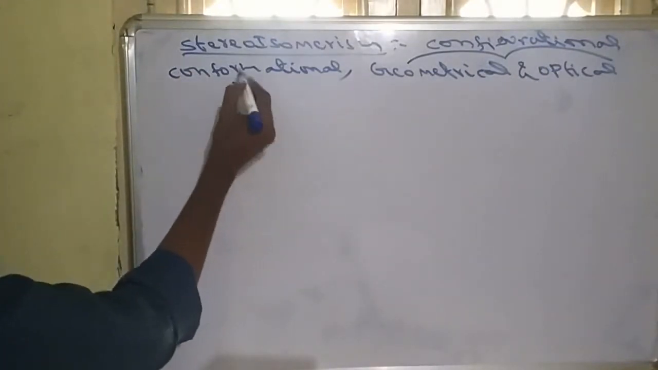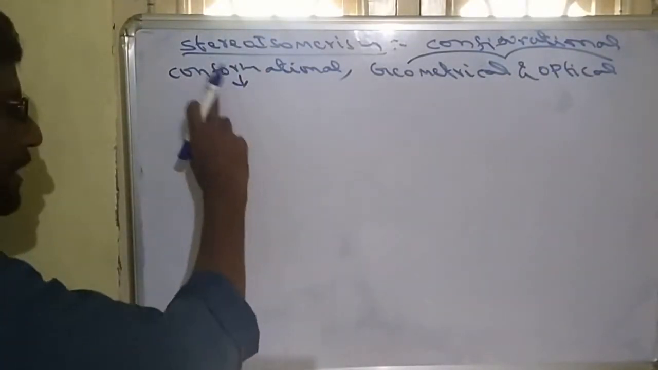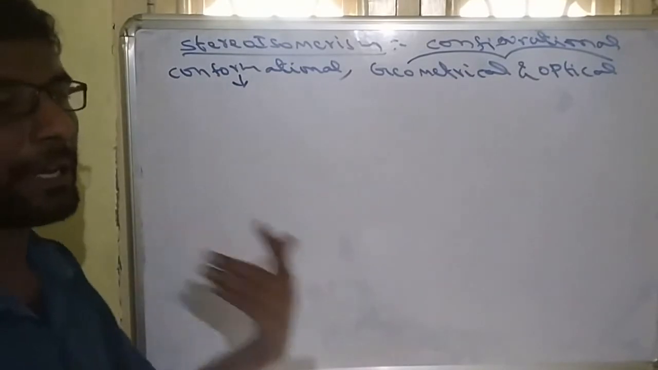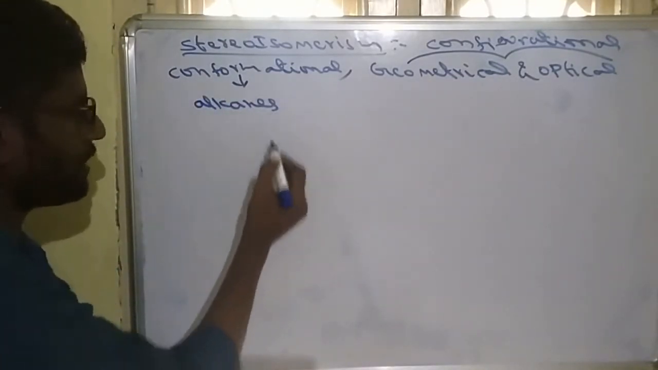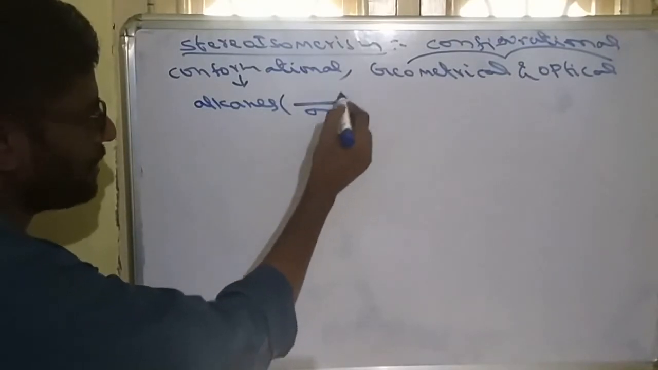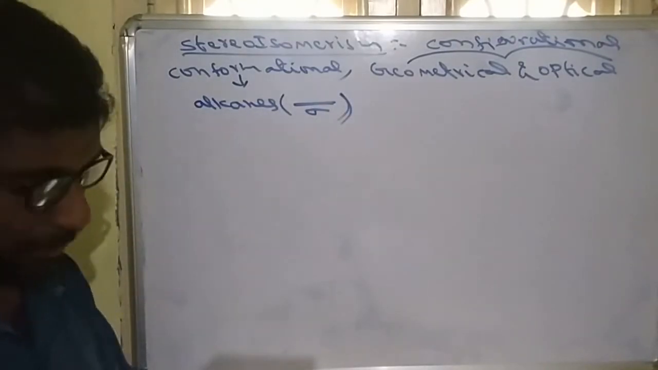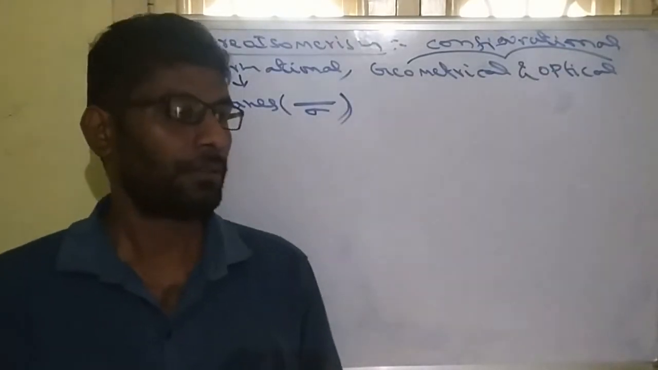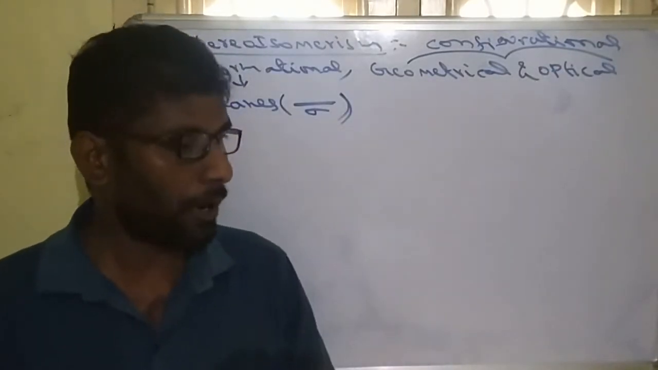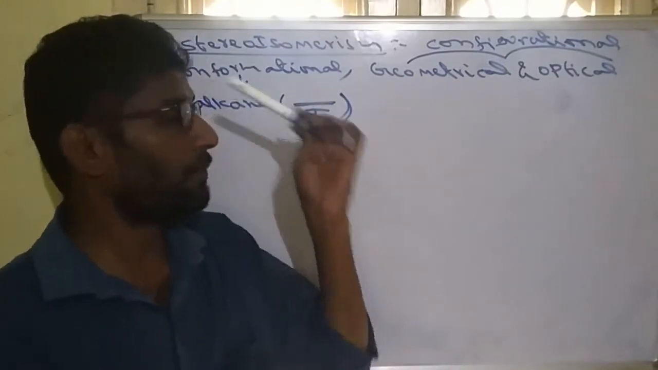The first is conformational. Conformational isomerism is shown by alkanes. Alkanes means what bond? Single bond. Single means sigma bond. So wherever a sigma bond is there, the sigma bond can be freely rotated. Due to free rotation of the sigma bond, the isomerism is called conformational isomerism.